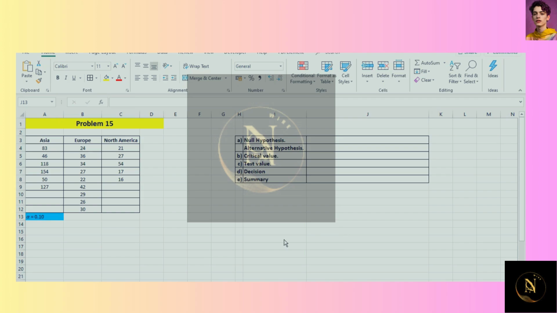among these continents. Since we have 3 different groups or 3 continents, we're going to have the null hypothesis as mu1 equals mu2 equals mu3. And the alternative hypothesis will be at least one mean is different from the others.